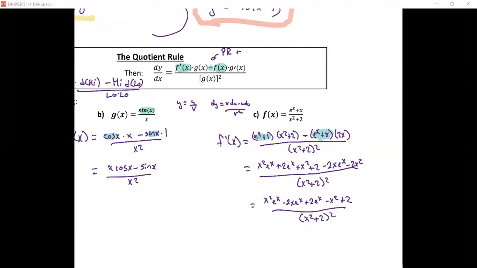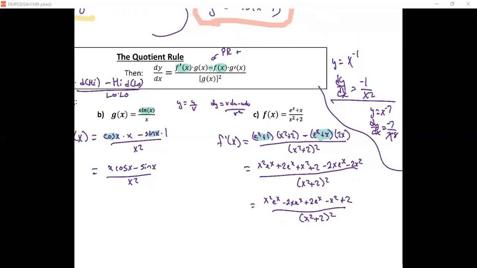The reason for that is kind of like what the power rule does. If y is x to the negative first, dy dx is negative 1 over x squared, you notice that the denominator gains a power. You can see that also if y equals x to the negative 7th, dy dx is negative 7 over x to the 8th. So it's a way to check yourself whenever you're working with the quotient rule: your denominator will always gain 1 power every single time.